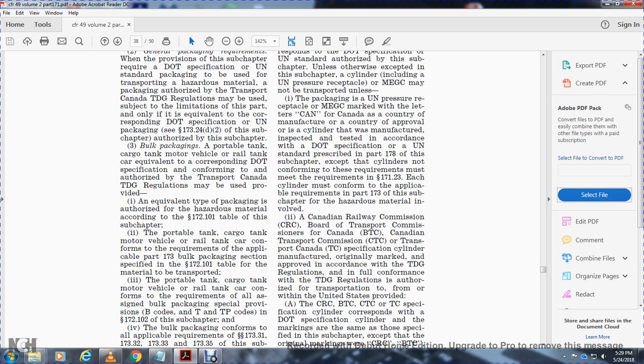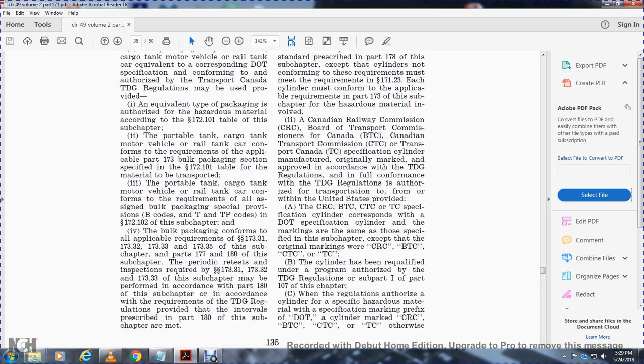Portable tanks, cargo tank motor vehicles, and rail tank cars must conform with the requirements for all of the assigned bulk packaging special provisions, B codes, T codes, and TP codes in 172.101 of the subchapter. The bulk packaging must conform with the applicable requirements of 173.31, 32, 33, and 35 of the chapter, and subparts 177 to 180 of the subchapter, including periodic retest and inspection required in 173.